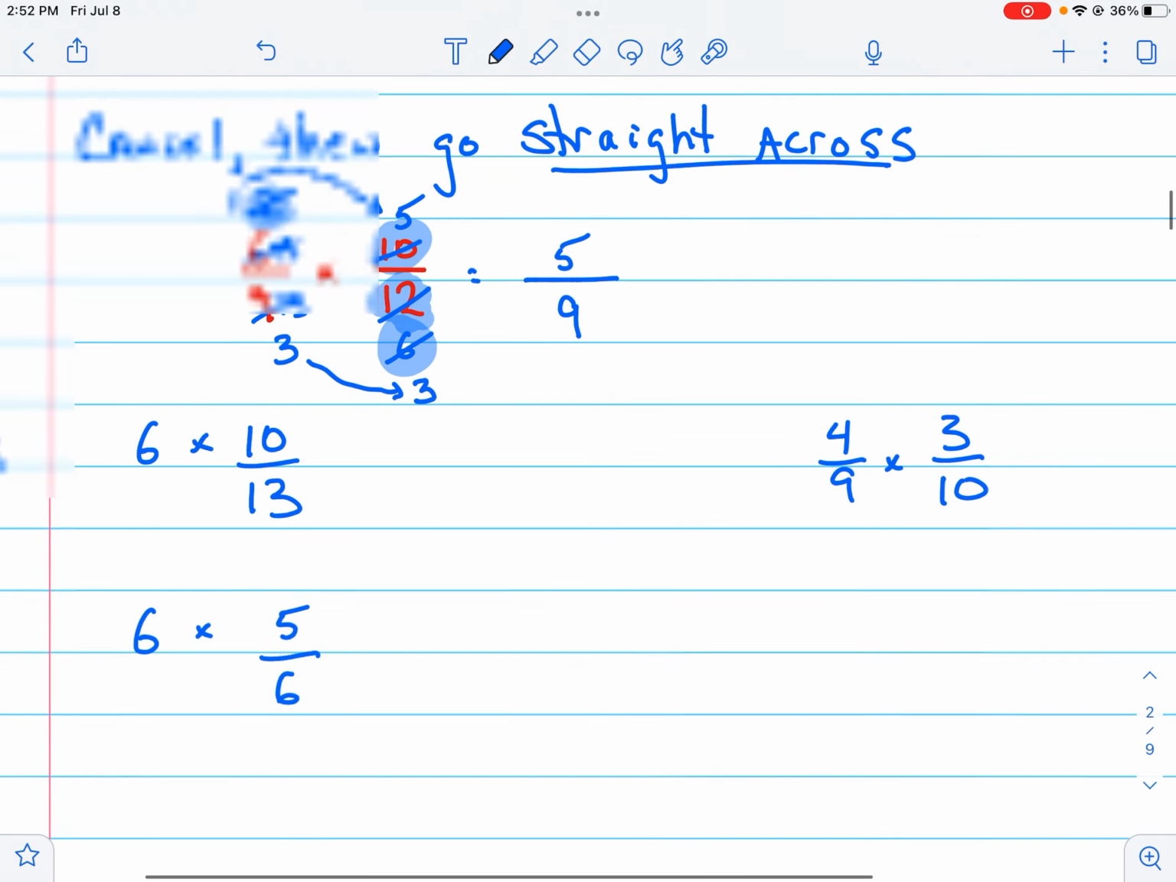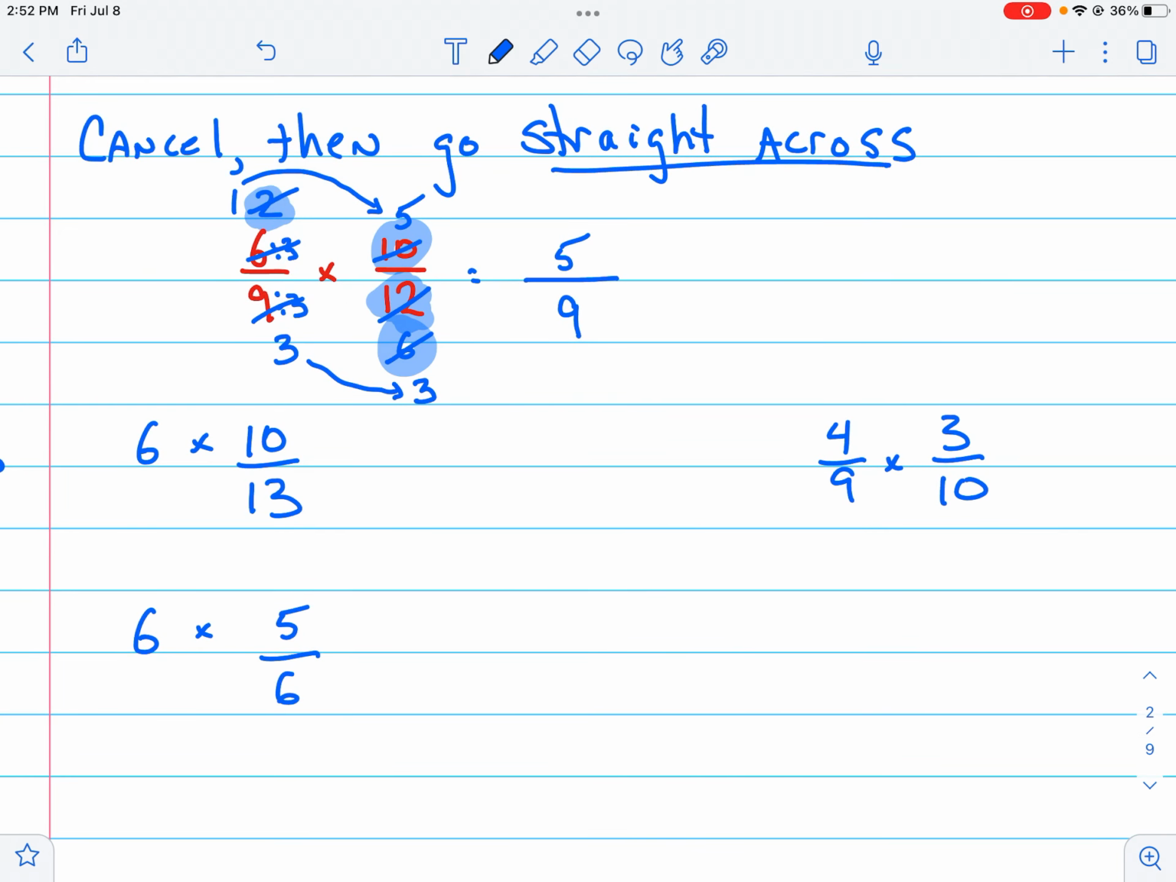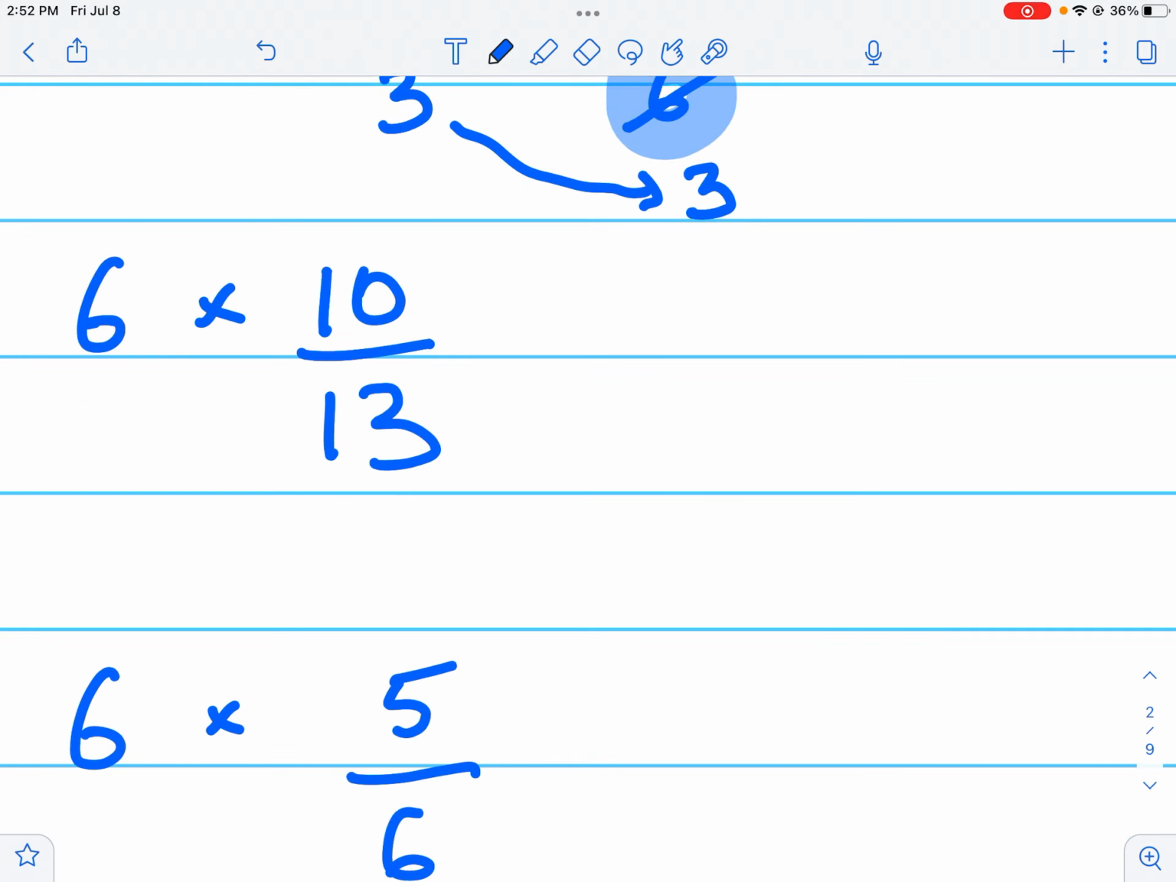Here's 3 more just like it. In 2 of them, it's just whole numbers. So the first one, 6 times 10/13, you can make this 6 into a 6/1, and all you really do is look for anything that's in common, nothing there. Now you could argue that 1 goes into 10 10 times, but that doesn't really help you. So there's nothing happening here, so you just multiply straight across. 6 times 10 is 60, 1 times 13 is 13, and most teachers are going to be okay with that.